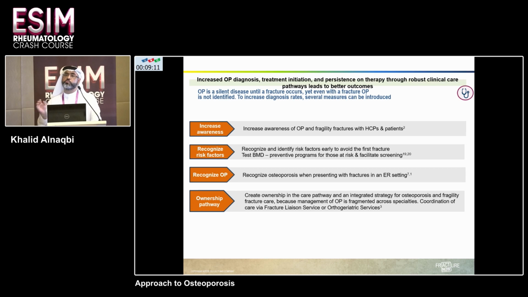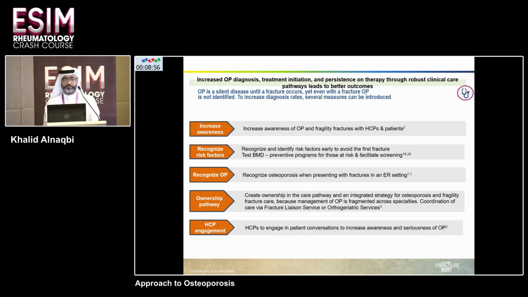But orthopedics is not the only main pathway. Actually, in medicine, people like internal medicine, general medicine, if they are interested, or rheumatology or endocrinology are the main people. But the orthopedics help direct those patients when there is a fracture. Healthcare professional engagement in patient conversations increases awareness and seriousness of osteoporosis.